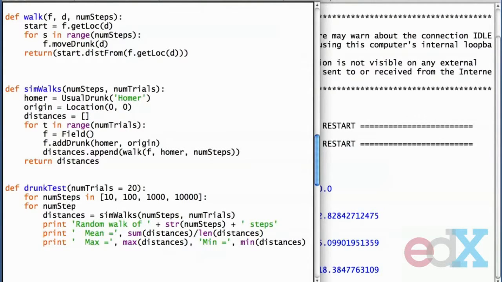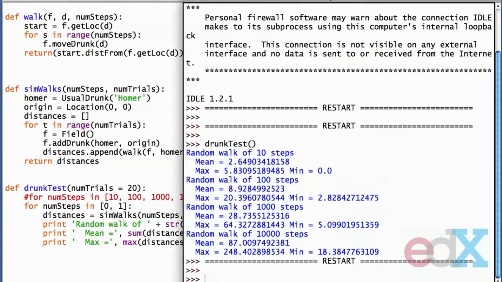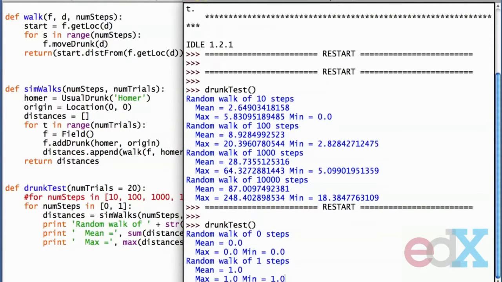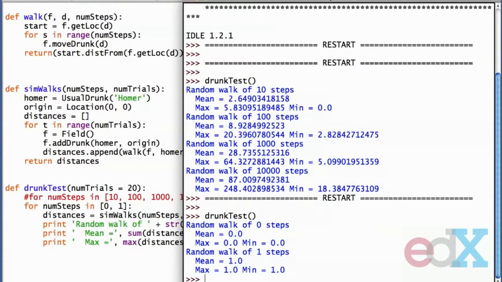I'm going to replace this line by num steps 0 and 1, because I have a pretty good intuition about how far the drunk should go in 0 steps. That is to say, nowhere. And we saw before that when the drunk takes 1 step, he should be moving exactly 1 step from the origin. Let's give this a try and see what happens. Okay, it did give us what we expected, so probably we can feel pretty good about the result.